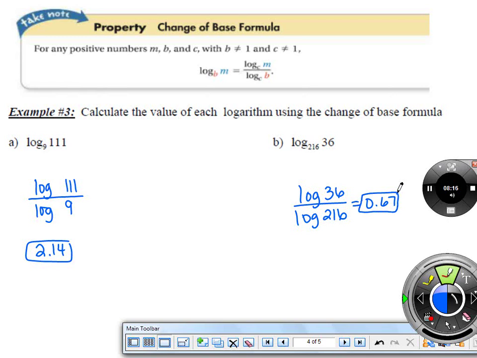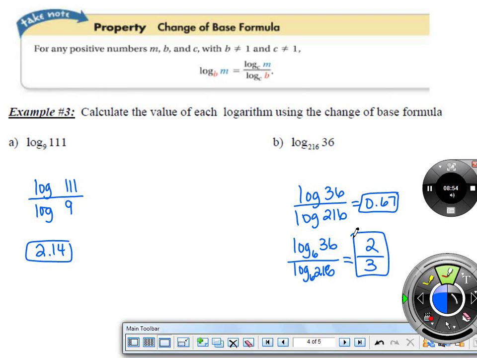I would get 0.67. There are some cases where the formula would be used differently. 36 and 216 are both powers of 6. So you could have rewritten this as the log base 6 of 36 over the log base 6 of 216. I know the log base 6 of 36 is 2 because 6 to the second power is 36. And log base 6 of 216 is 3 because 6 to the third power is 216. So I could also obtain my value this way.